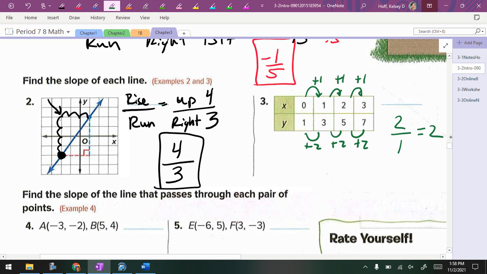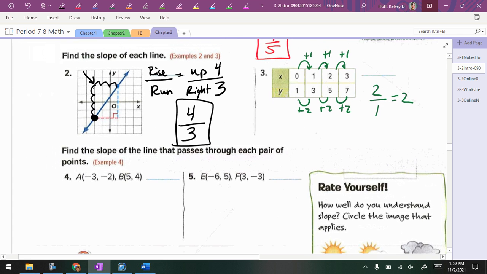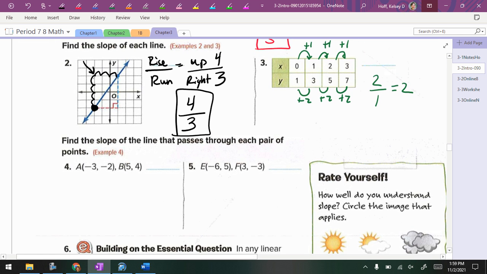All right, try 4 and 5 with the slope formula on your own. y2 minus y1 over x2 minus x1, just like we did on Got It D and E.